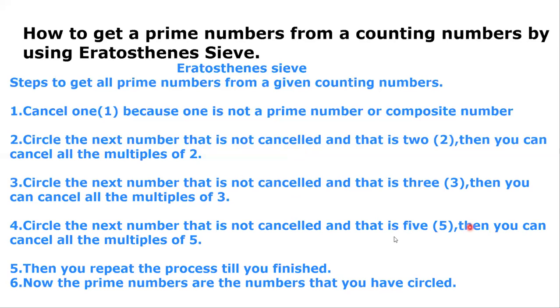Then after circling the next number that is not cancelled, which is 5, you cancel all the multiples of 5. Then you repeat the process till you finish. You circle the next number that is not cancelled, then you cancel all the multiples of the number that you have circled. Now the prime numbers are the numbers that you have circled.